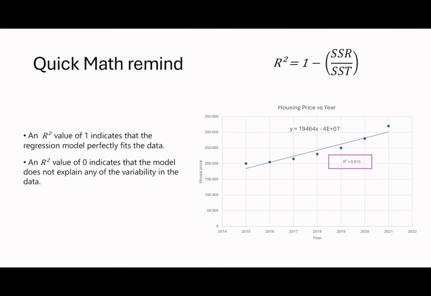For our dataset, we calculated an R-squared value of 0.9, but what does this mean? An R-squared of 1 means the model perfectly fits the data. An R-squared of 0 means the model doesn't explain any variation. Since our R-squared is 0.9, it tells us that 90% of the variation in housing prices is explained by the year. This means our model is highly reliable for predicting housing prices.